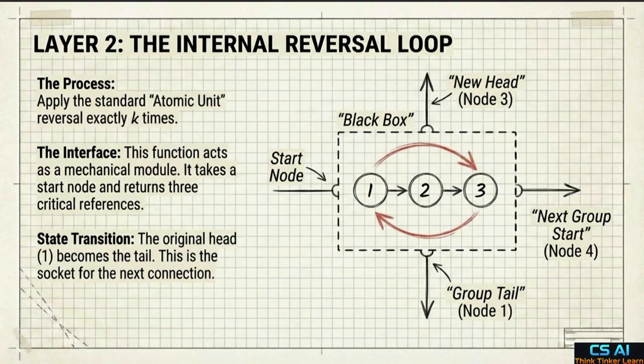Specifically, it returns the new head, node 3 in our k equals 3 example, the group tail, node 1, the original head, and the next group start, node 4, which is the head of the subsequent group. The key transition is that the original head becomes the tail. This provides the crucial socket for the next connection in our larger linked list.